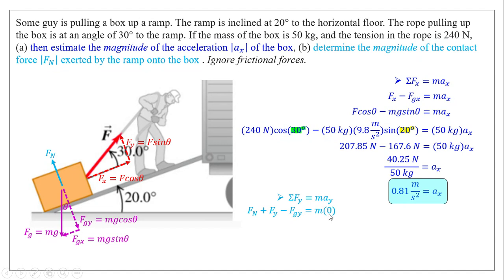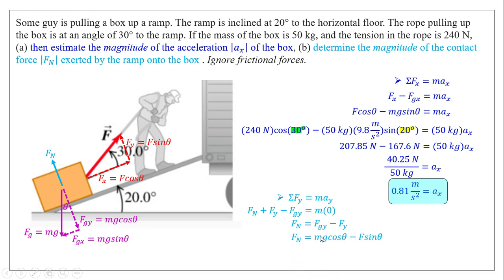Ay is equal to 0 because the box for these types of problems is not allowed to leave the surface of the ramp, which implies that it's just moving either up slope or down slope, but not flying away from the surface of the ramp. Therefore, to solve for F of n, I want to move this negative F of gy to the right side, which makes it positive, and then I want to move this positive Fy to the right side, which changes sign. That'll make it minus Fy.